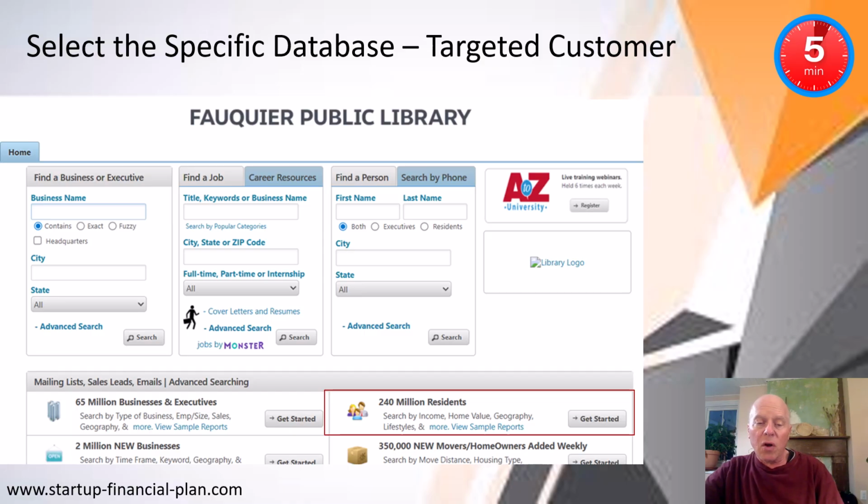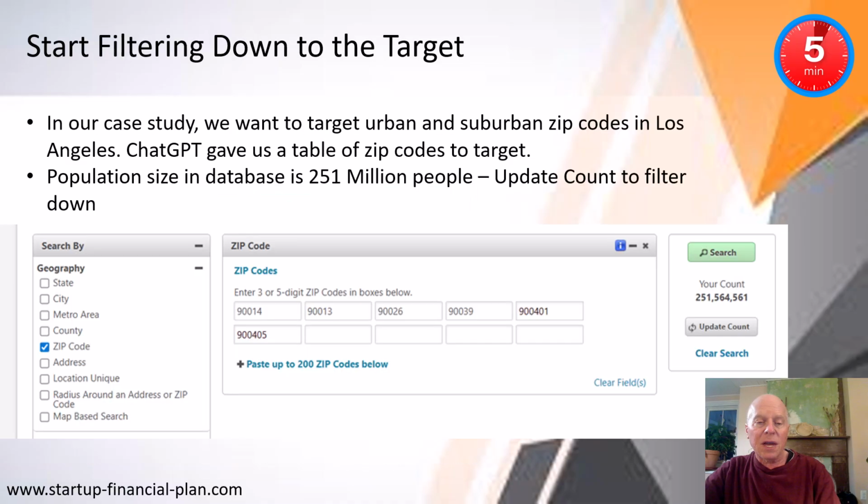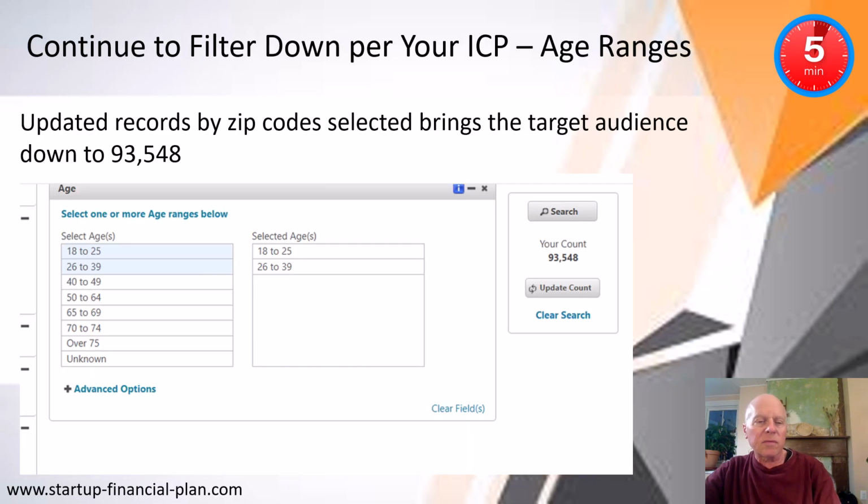In this case, I'm going after all 240 million records as a starting point for a business to consumer model, right? So I would start there, 250 million residents in the United States. Then I would filter that down based on the zip codes that ChatGPT gave me in my table. So what you do is you enter that in the database, in the library, hit the update count button, and it goes from 250 million people, which is a lot of people because there's a lot of people in the United States. And if I just filter on those zip codes alone, that brings it down to 93,548.